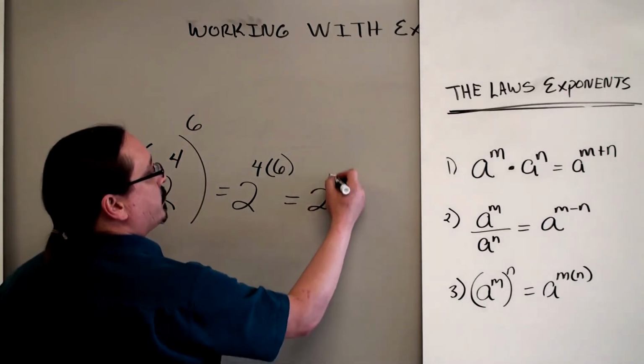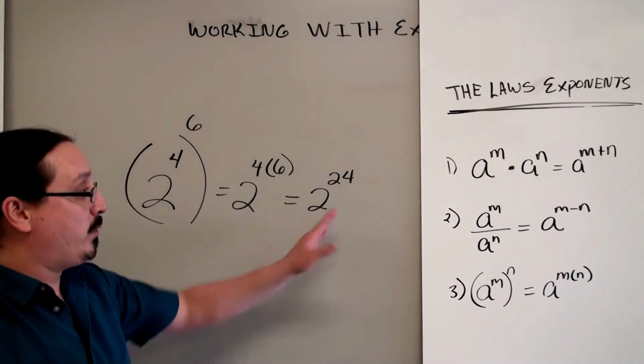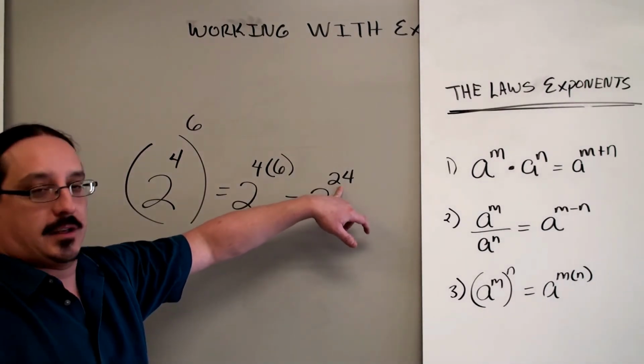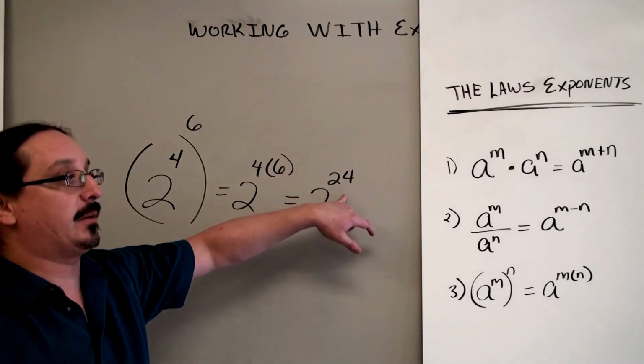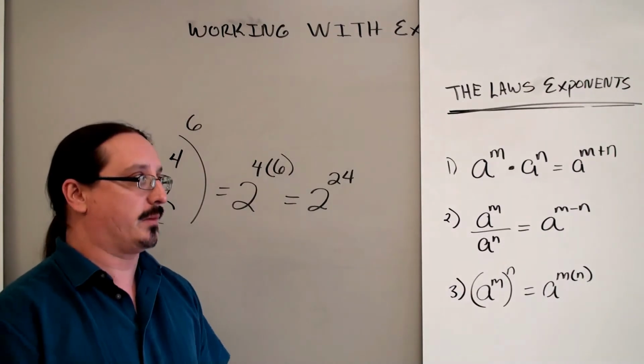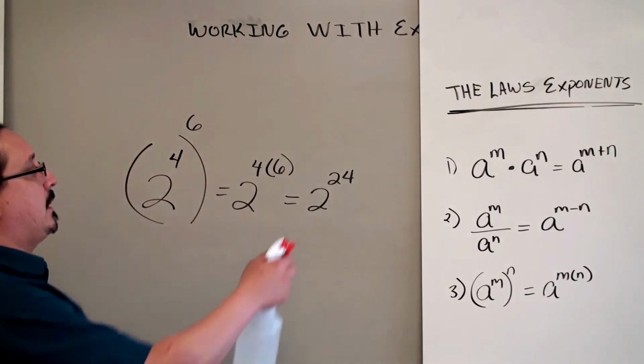So 2 to the 24th. And this becomes exceedingly helpful when we are dealing with exponents that are rather large. You might not think 24 is a large number, but when you're dealing with exponents, this becomes a large number. Okay, that's good.